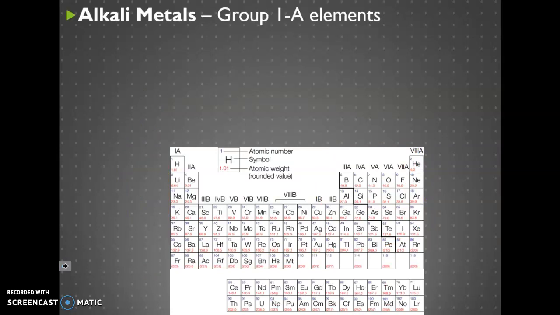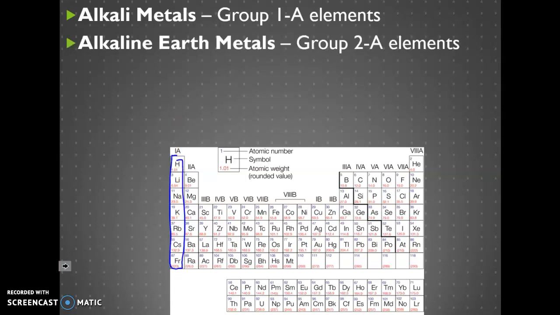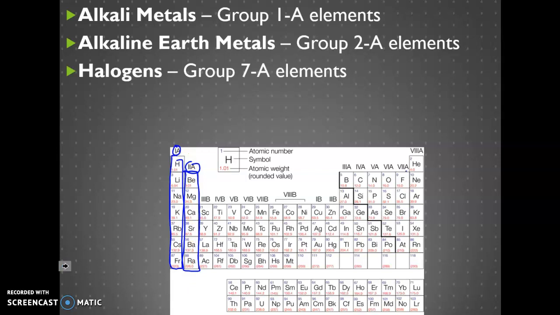Couple of families in the representative elements would be the alkali metals. That is group 1A right here. Those are the alkali metals. Next group we're going to talk about is the alkaline earth metals, group 2A, right there. And you'll see that this is 1A and that is 2A. The next grouping would be the halogens. One more time, just in case you didn't hear it, that is the halogens.